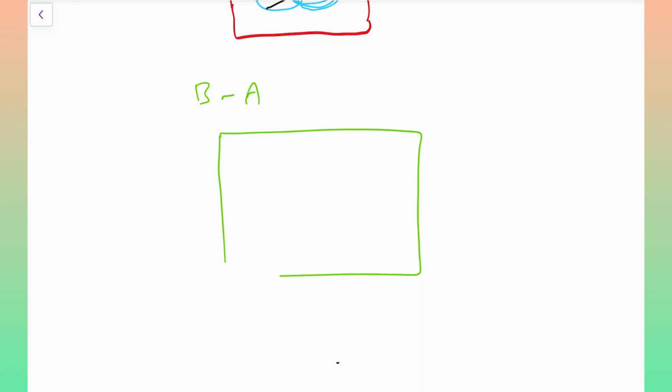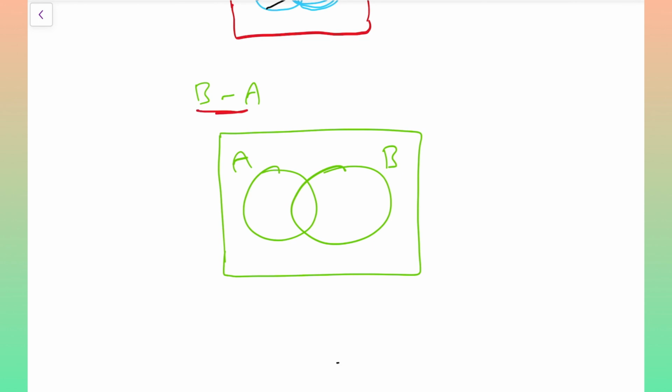As usual, AB. You can take BA also, it's up to you. Now B minus A, it means from the set B we need to remove. So from the set B, that's it. This is the shaded part, which is nothing but B minus A.